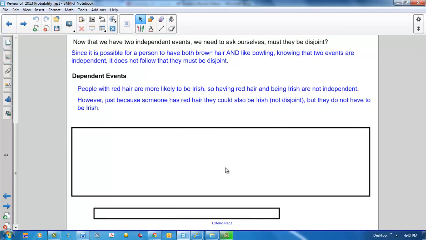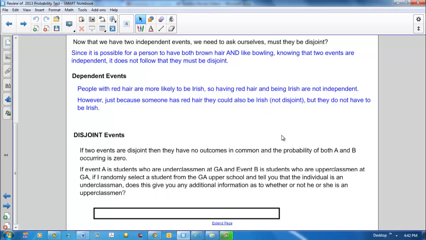Dependent events. Let's give ourselves an example of two events that are not independent. People with red hair are more likely to be Irish. So if I know someone has red hair, that changes the probability of them being Irish compared to just randomly selecting somebody from the general population. But just because someone has red hair, they could also be Irish, meaning not disjoint. They could have red hair and be Irish, but they don't have to be Irish.